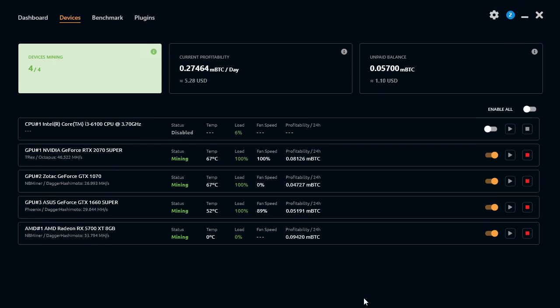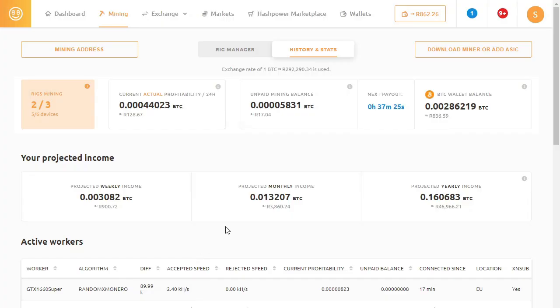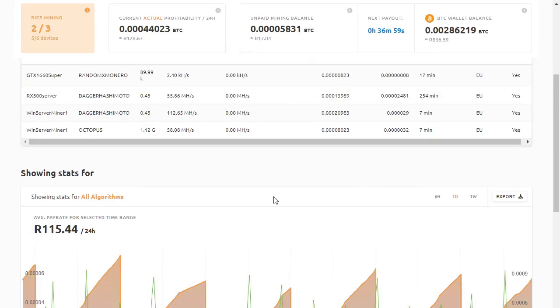Let's take a look at the monitoring side of things. Looking at our history and stats with the current cards I've got mining on NiceHash, we're looking at about 900 Rand per week, 3,800 Rand per month, and 46,000 Rand per year. And that equates to about 16% of a Bitcoin a year. So every month I mine just over 1% of Bitcoin.